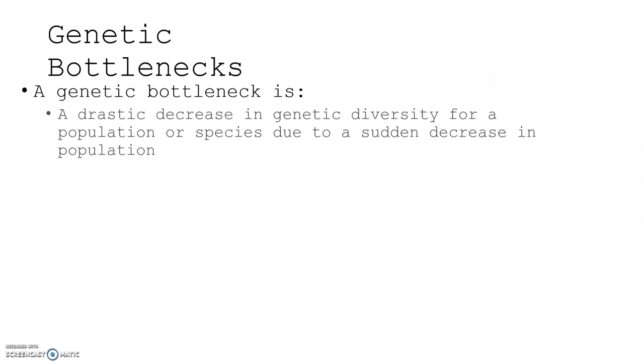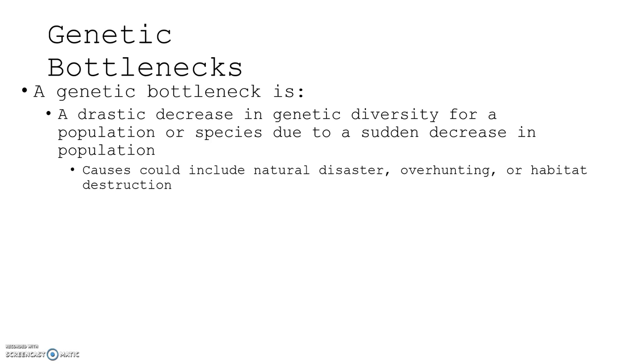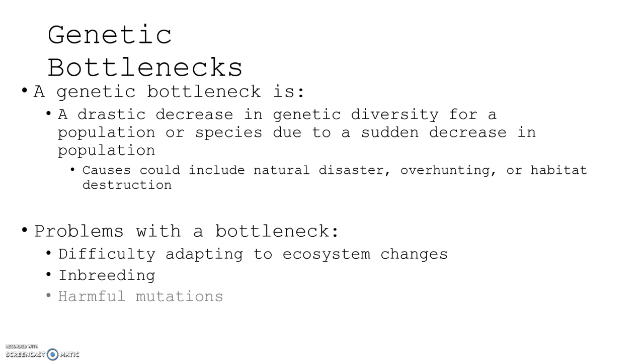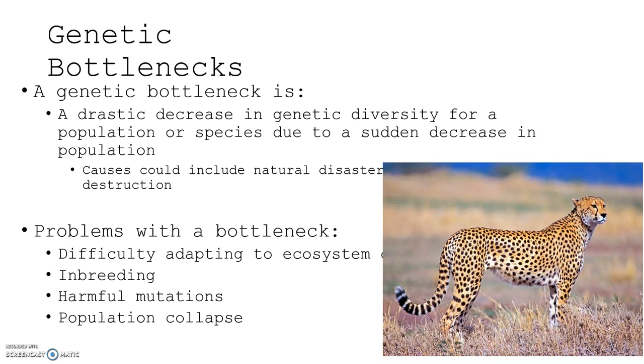A genetic bottleneck is a drastic decrease in genetic diversity for a population or a species due to a sudden decrease in population. It could be due to a natural disaster, it could be due to overhunting, or habitat destruction. The problems that happen with the bottleneck are that there is difficulty in adapting to ecosystem changes, there can be inbreeding, there can be harmful mutations, and population collapse.